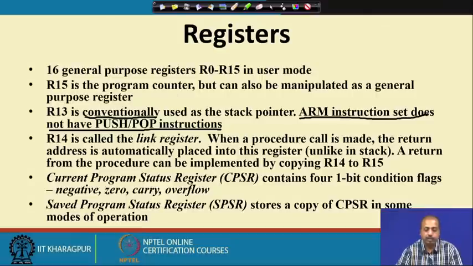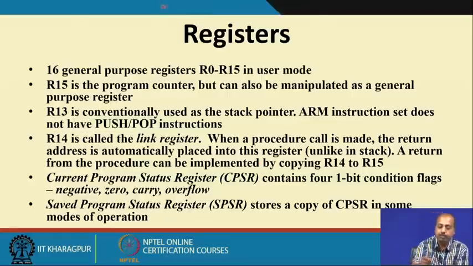Now, if you are defining a stack, in that case R13 is used as the stack pointer, but that is a convention only. If the stack is not there, then the biggest disadvantage is calling and returning from a subprogram. So, what ARM has done is that they have dedicated register R14, called the link register. Whenever a procedure call is made, the return address is automatically placed into this register, and a return from the procedure is simply by copying R14 to R15.